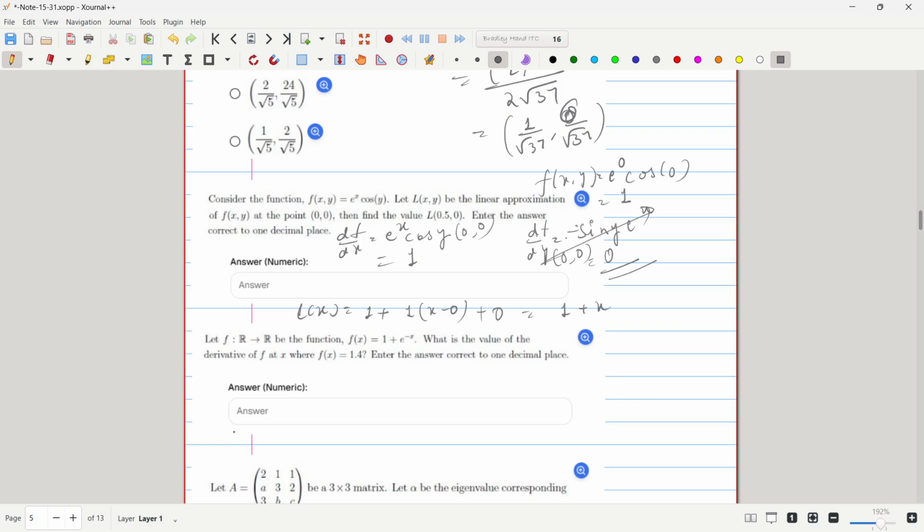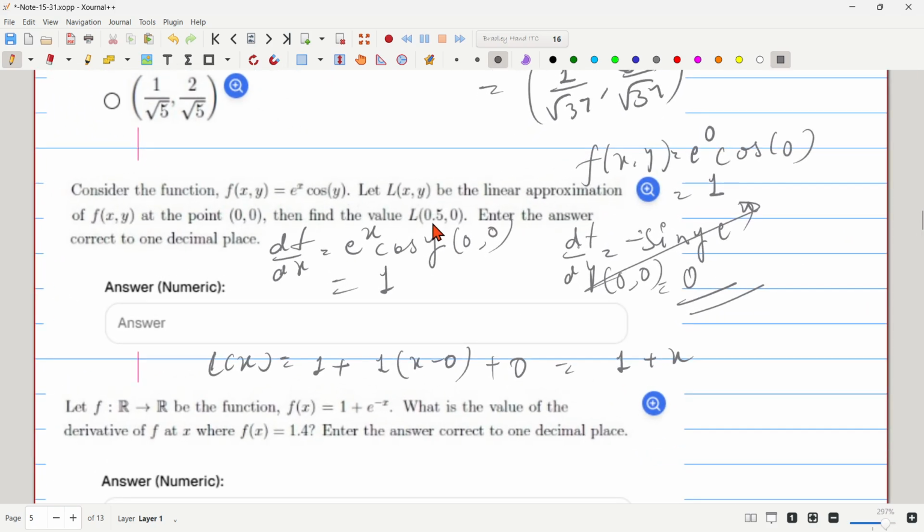So 1 plus x. Now we need to find the linear approximation L of (0.5, 0). So in place of x, you simply write 0.5. So you will get 1.5. So your answer is 1.5. Okay. I hope it is clear.